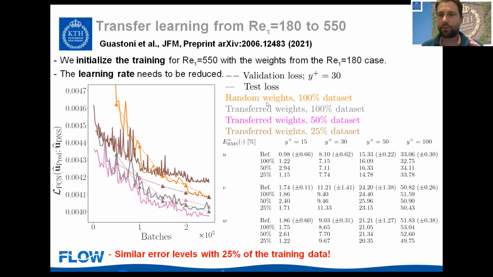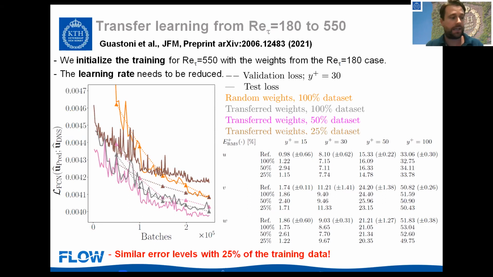What we can see here is that we can obtain the same performance, or a very similar performance, with 1/4 of the data set. So if we compare the network that we train for predictions at 550 with a full data set on the order of 10, 15,000 snapshots, starting from scratch, starting from random weights, and we compare that with a network where we transfer the weights from 180 to 550, we require 1/4 of the training data to obtain the same performance.